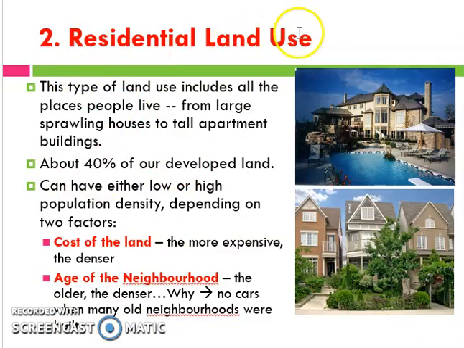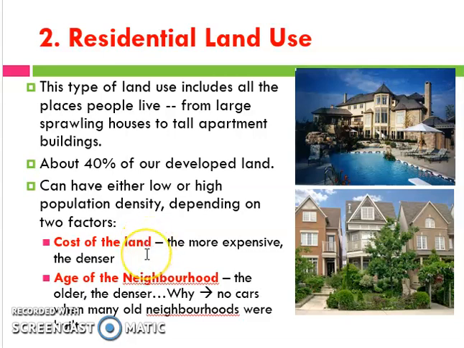The second land use is residential land use. This type of land use includes all the places people live. Large sprawling homes to tall apartment buildings. About 40% of our developed land is residential. It can have either high or low population densities depending on 2 factors. Cost of the land, the more expensive, the denser.